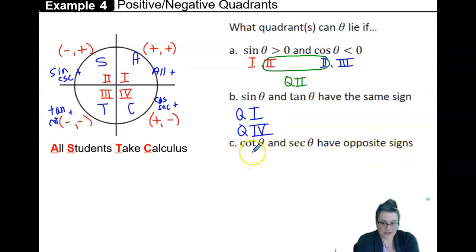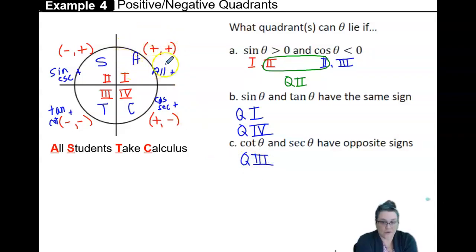Okay, in C, cotangent and secant have opposite signs. Cotangent is the reciprocal of tangent. Secant is the reciprocal of cosine. So we're looking for a place where cosine and tangent have opposite signs. Looking at quadrant 3, that's the quadrant where tangent and cotangent are positive and everything else is negative. So quadrant 3 would be a place where cotangent and secant have opposite signs.